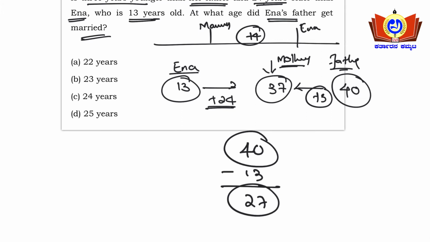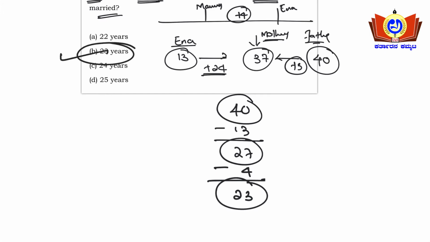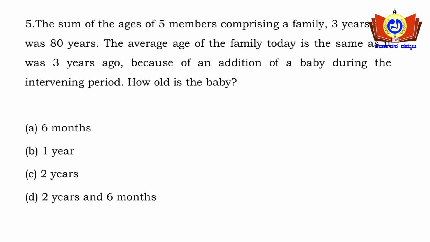So the question asks, at what age did Anna's father get married? So minus 4 again we should do here. So that will be 23, my dear friends. At the age of 23 years, Anna's father was married. So option B is the right answer. Okay, so moving on to the next question.